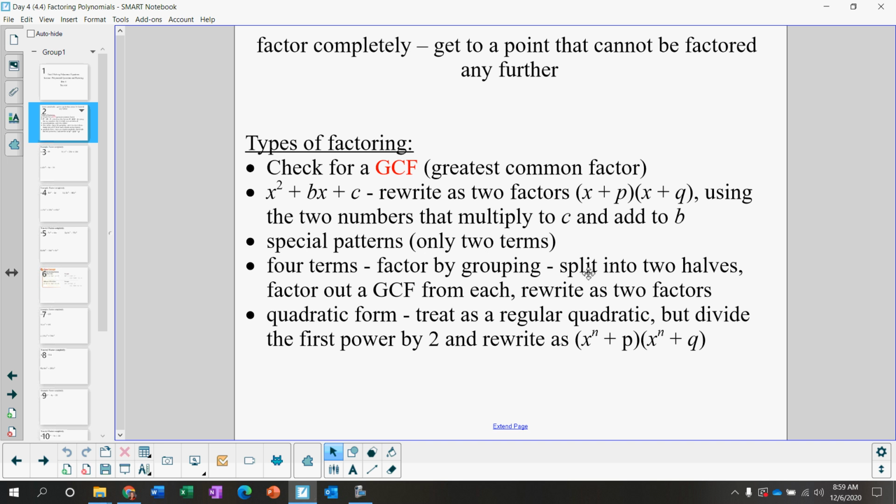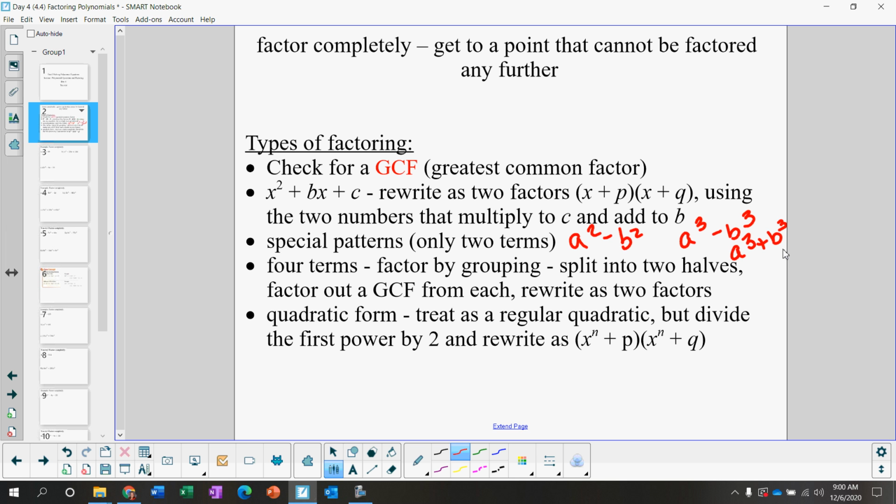Then we have some special patterns. That's if there's only two terms. So that's something like a squared minus b squared, or it could be a cubed minus b cubed, or a cubed plus b cubed. Those are the special patterns we're going to look at.